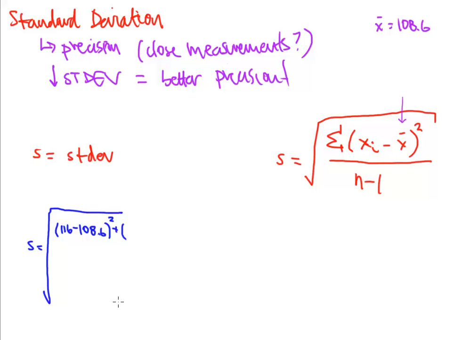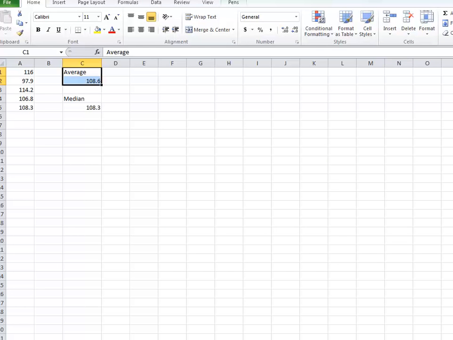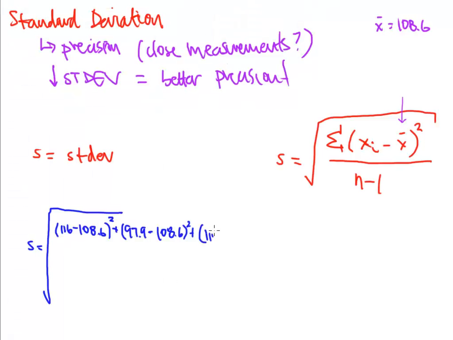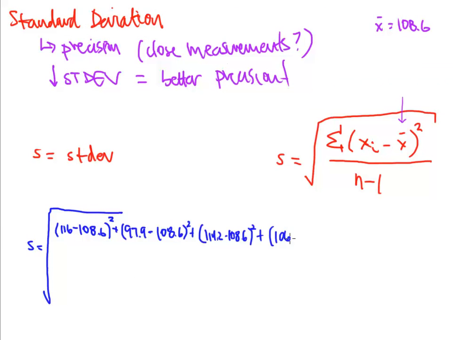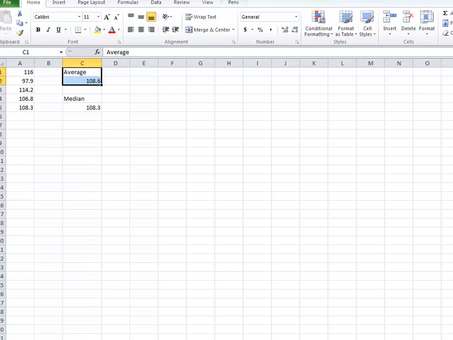So that means I've got to do it with the second point. That's a 97.9. 97.9 minus 108.6, square it. Plus, parentheses, I go to my next data point. That's a 114.2 minus 108.6, square it. Plus, another data point, 106.8. And then finally, my next one is 108.3.